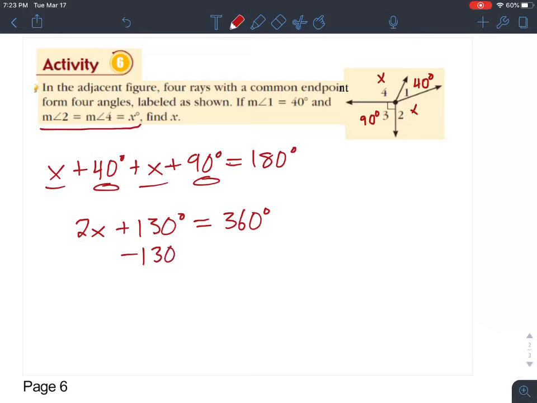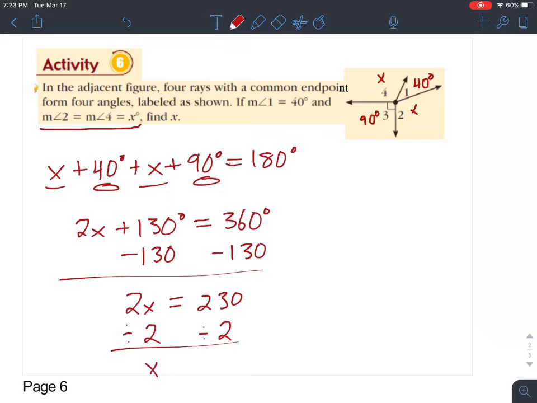And then from here, we just need to subtract 130 and then divide by 2, and that will get us our answer. So what you should have gotten was 115 degrees for x.